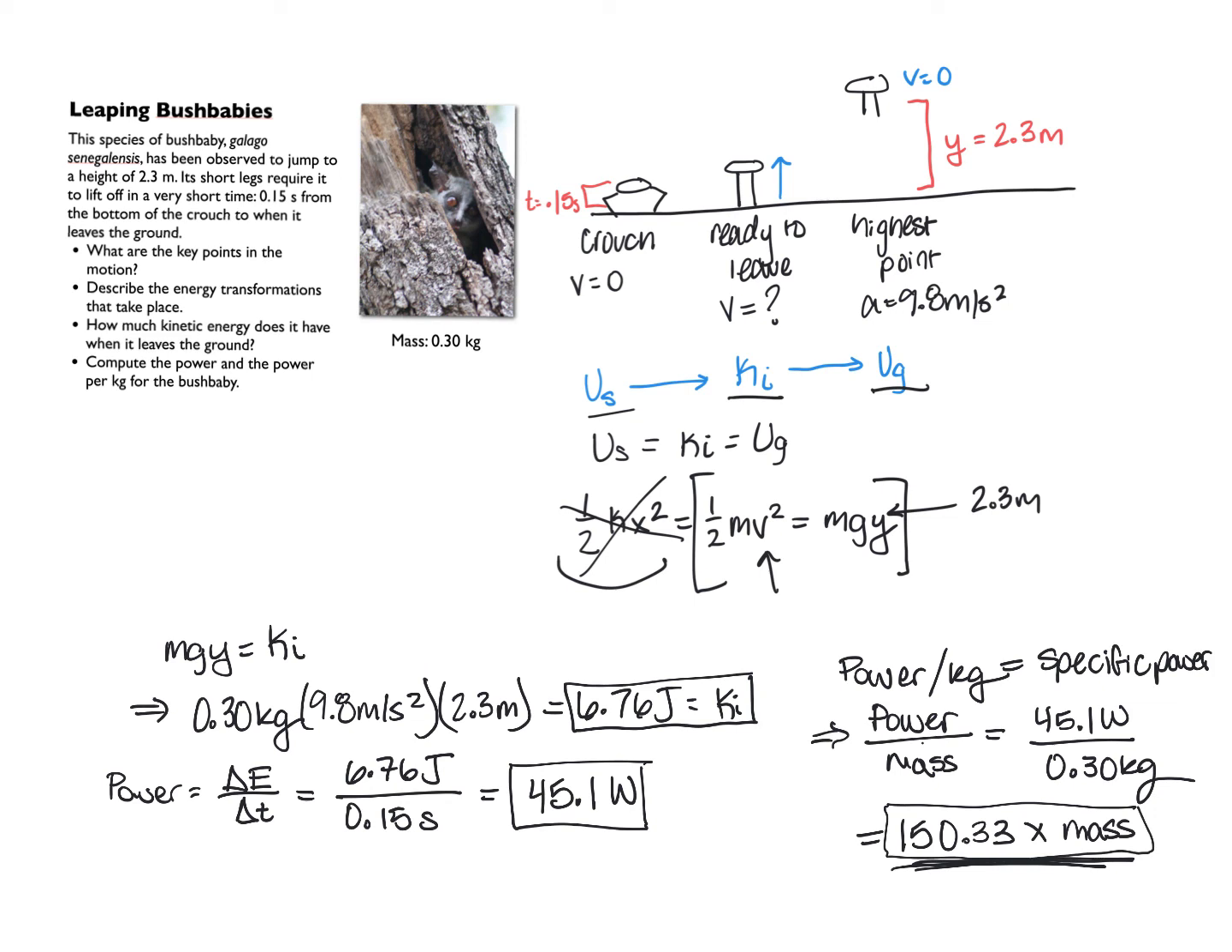And you can also write this as 150.33 watts per kilogram, if you would like. So for every kilogram of mass, this bush baby is exerting 150 watts of power, which is pretty impressive.